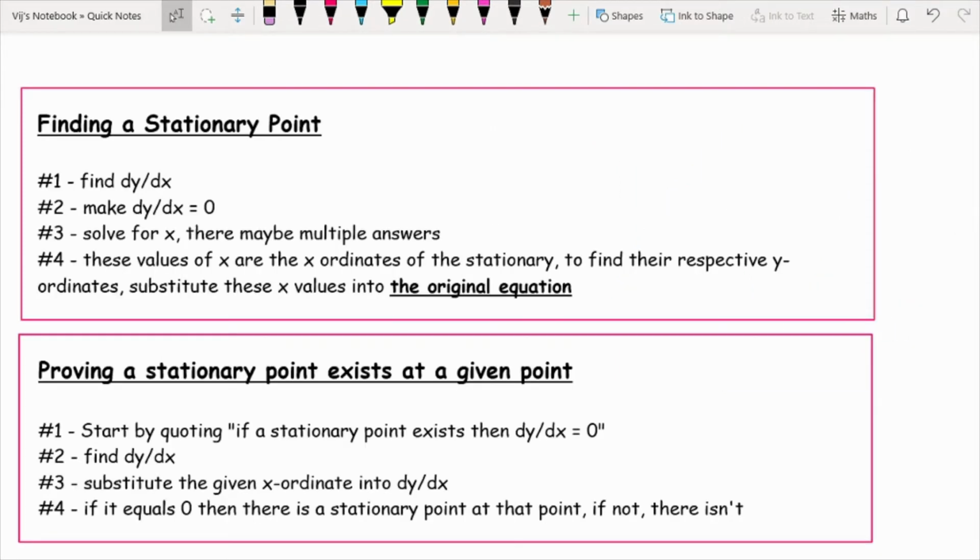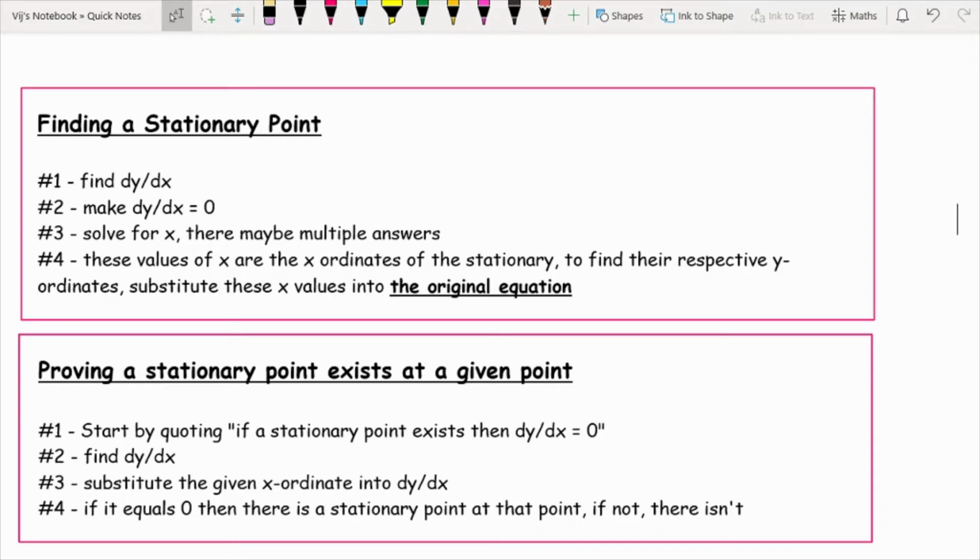So before we go through some examples, let's go through the methods and the steps that we're going to follow. Again, if these steps don't make much sense, we're going to go through them as we work through the examples, based on two of the most common questions that get asked around stationary points. So the first one we're going to look at is finding an actual stationary point.